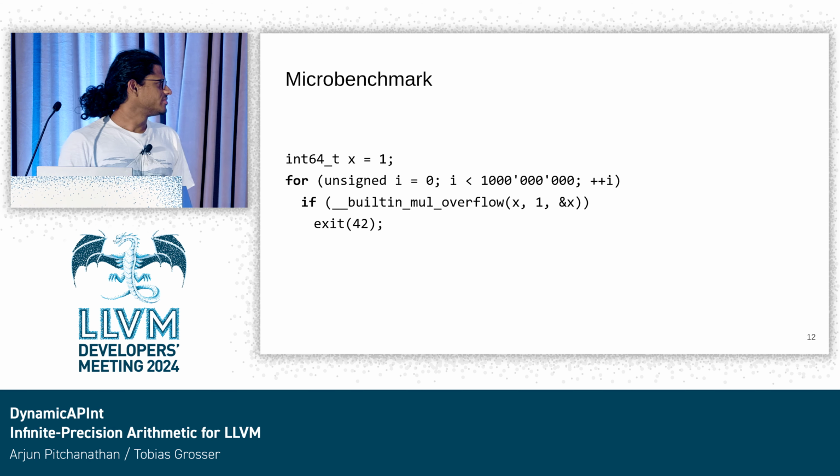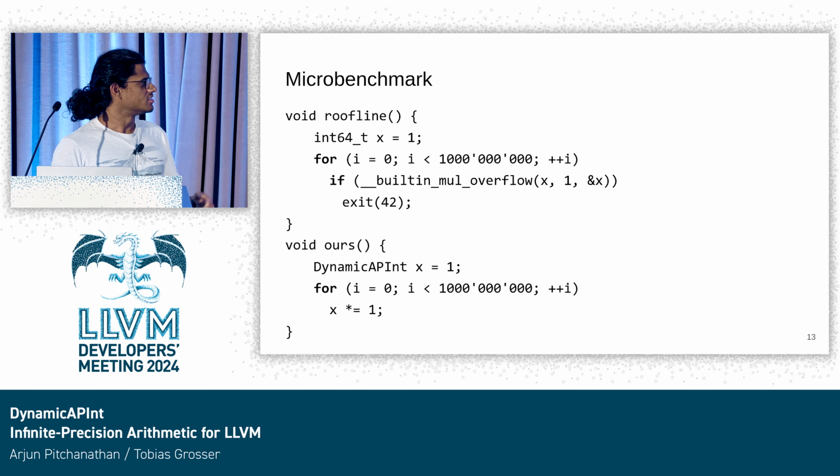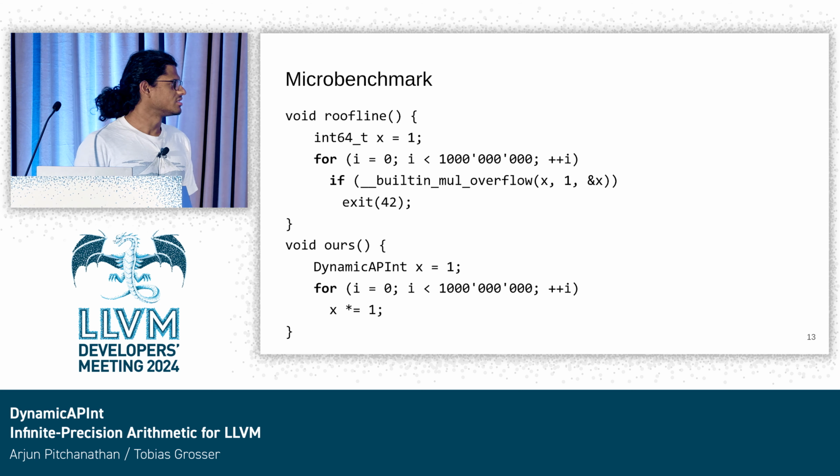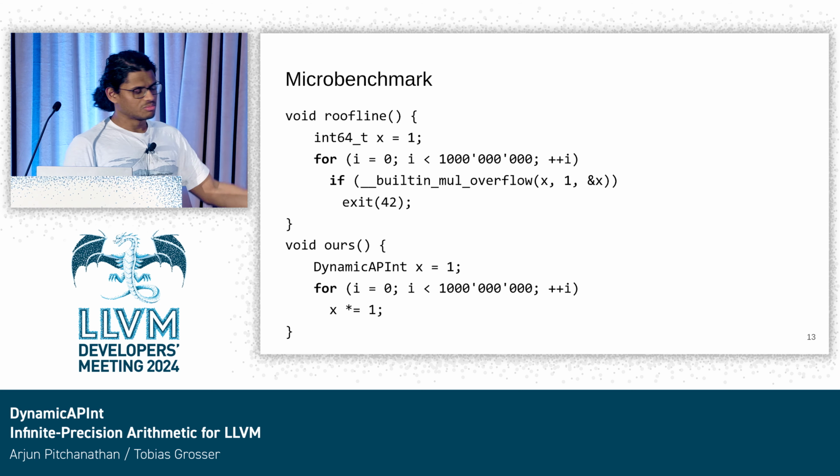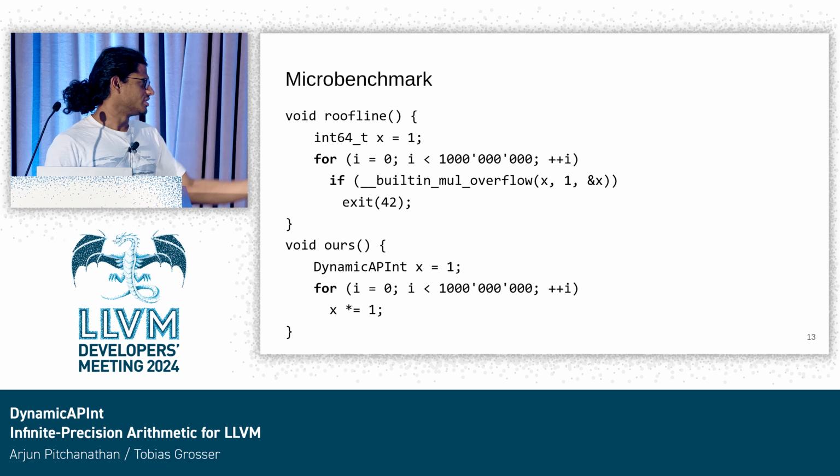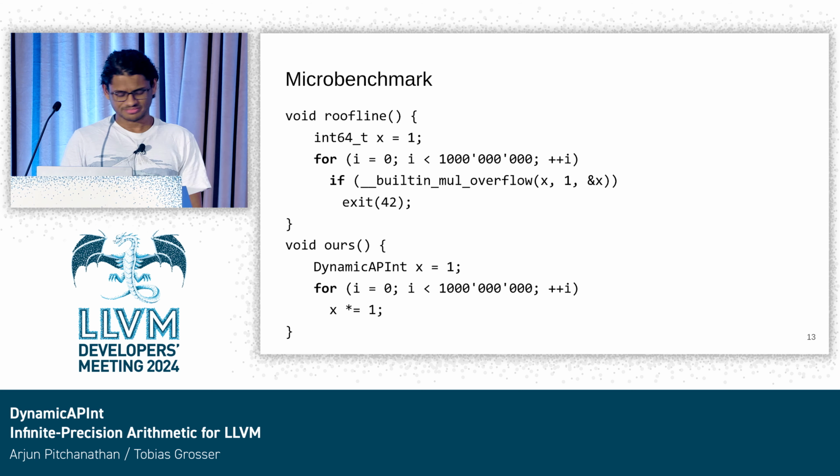thing. And yeah, so we have this as a sort of roofline, and we compare this against the same thing in our class. So here, we set a dynamic APInt to x and then x to 1, and we keep multiplying it with 1. And similarly assume that we took 1 as input and so on.